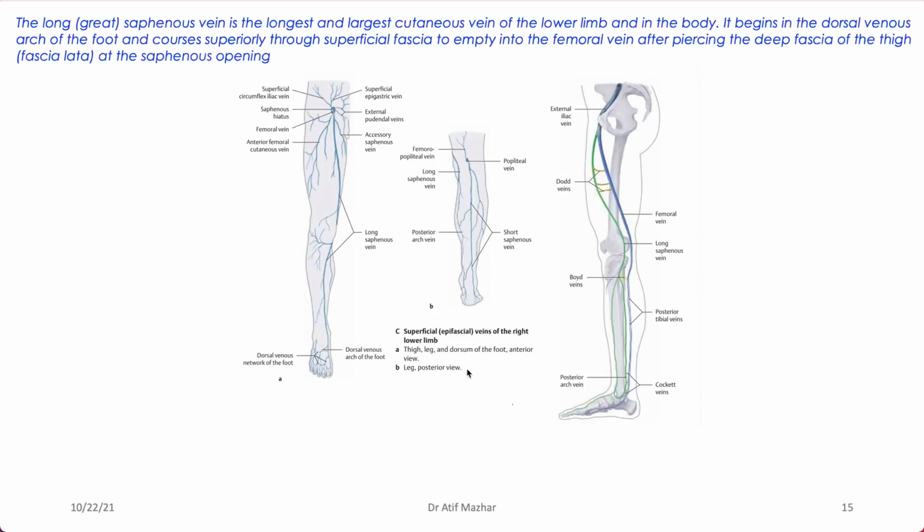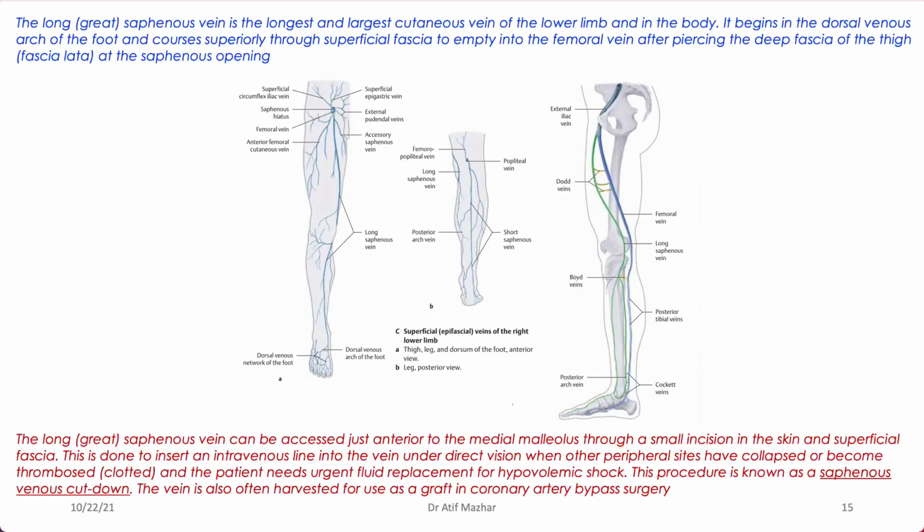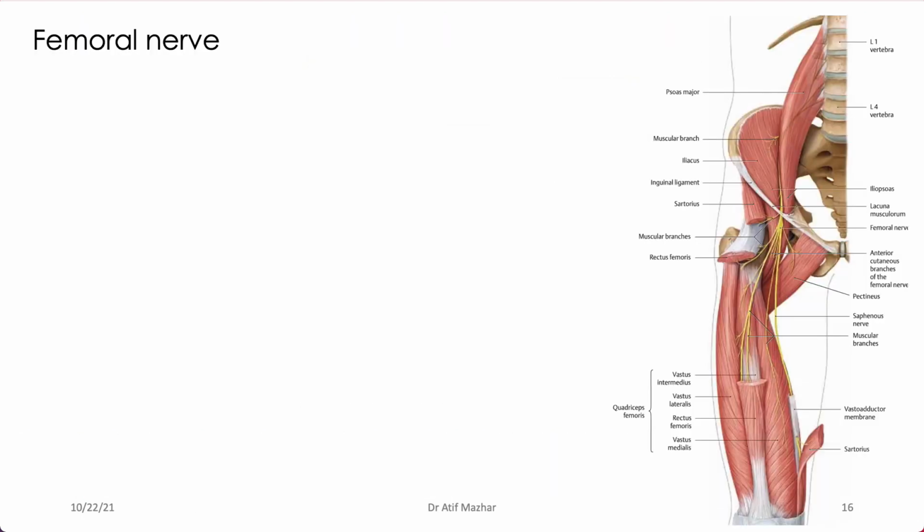This great saphenous vein has really high clinical significance because this is the vein which is primarily used as venous grafts in cardiac bypass surgeries, and also we use it for saphenous venous cut down. I will explain this procedure in more detail when I'll be talking about clinical anatomy associated with my upper and lower limb. And then the femoral nerve, we have talked about.